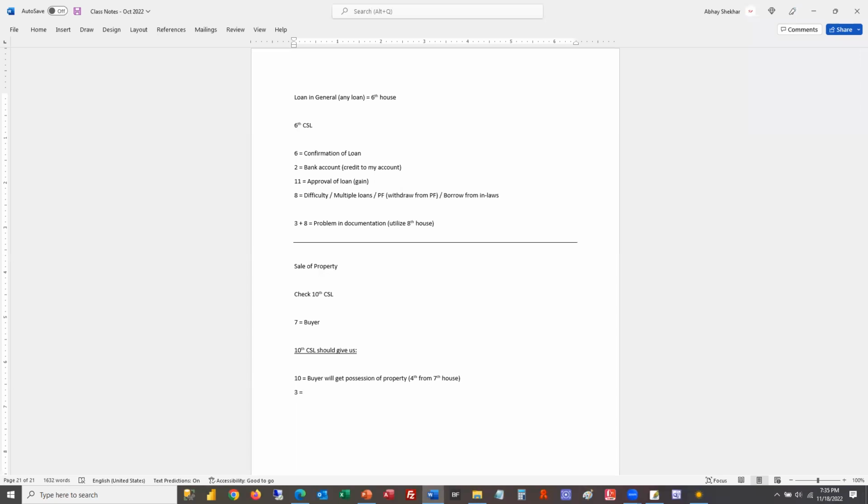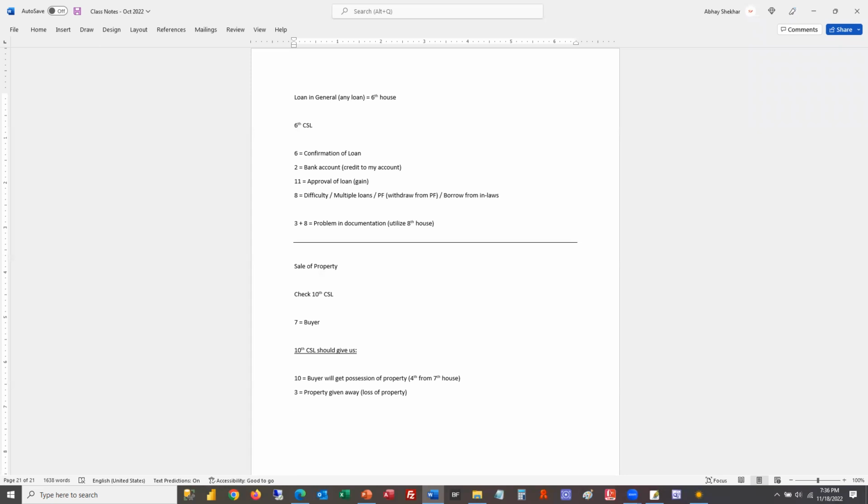So property given away. Loss of property. So the seller has to lose it. Which is the 12th house from 4th? Which is the 3rd house.